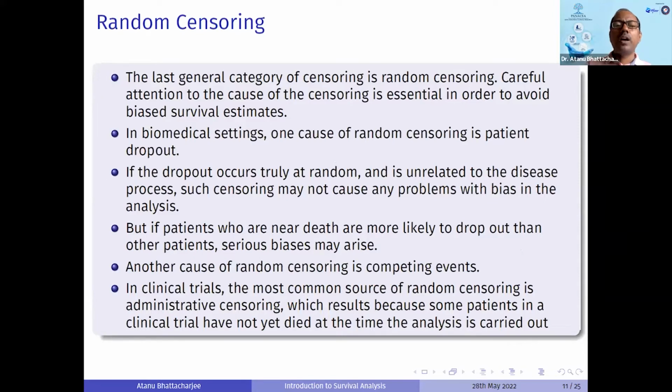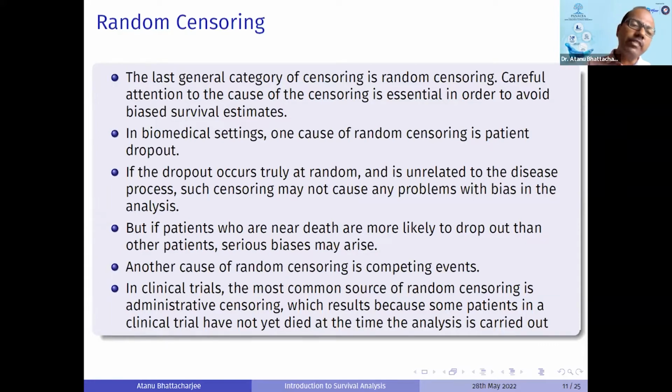Finally, random sampling. It might be a little confusing, so I'll not go into more detail, but it's the last general category of censoring. Careful attention to the cause of the censoring is essential in order to avoid biased survival analysis. In a biomedical setting, one cause of random censoring is patient dropout. If the patient dropouts occur truly at random, unrelated to the disease process, such censoring may not cause any problem with bias in the analysis. But if patients who are near death are more likely to drop out than the other patients, serious bias might occur. Another cause of random censoring is the competing event, which we will cover as a topic now.